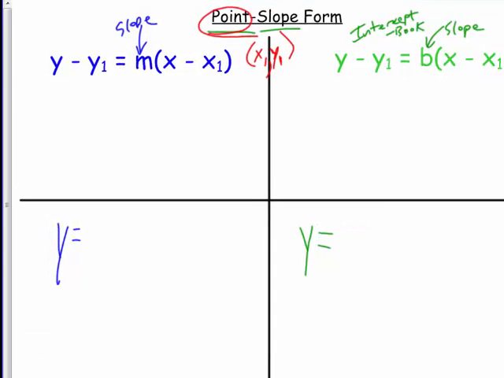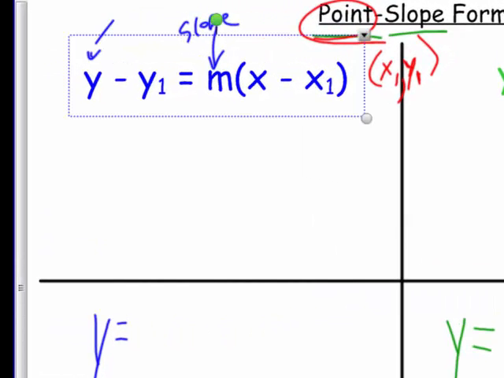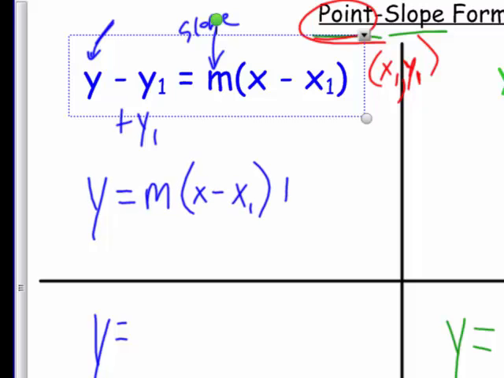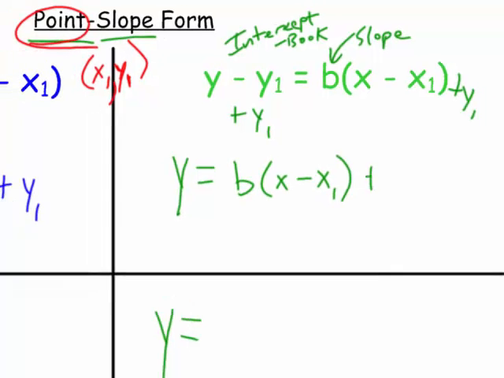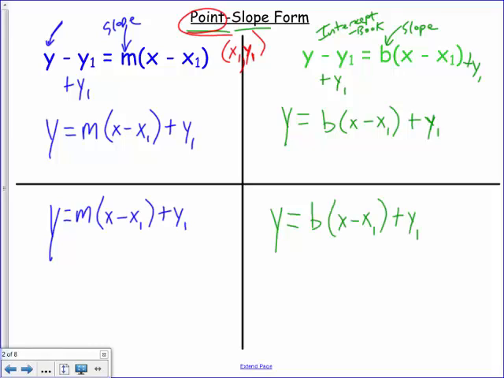Well, let's go back to this point-slope form in the blue. So I want to get this y by itself right here to write an equation. So I need to add this y1 over. So y equals m times x minus x1 plus y1. So that's another way I can write my equation. Same thing over here, I can add the y1 over. So I can say y equals b times x minus x1 plus y1. So just 2 different ways to write it. Remember, m and b both represent slope. Okay, I'm going to use m just because I like m for slope instead of b, because I like b being the y-intercept.